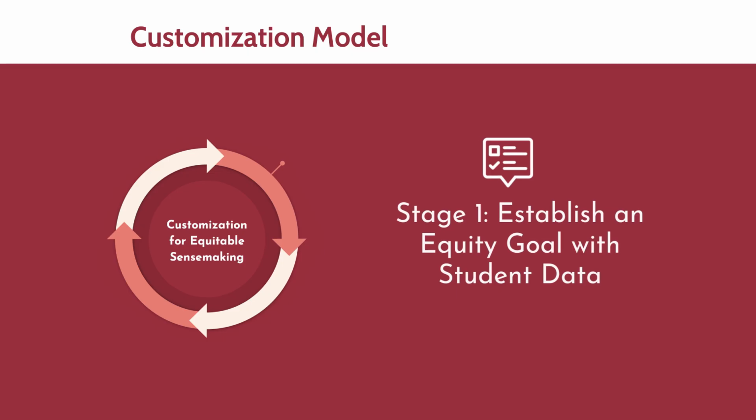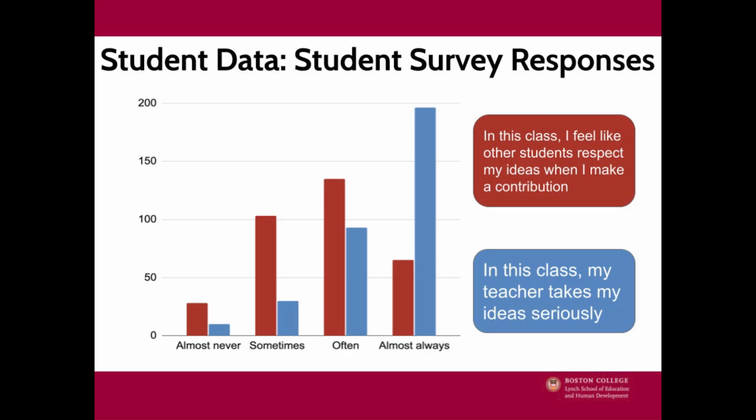to set a goal that is really about reaching more students. Student data can take on a variety of forms, like a survey, where you ask students about their experiences in class. For example, in one school, teachers gave their students a survey and learned that while the students felt that their teacher took their ideas seriously, they did not always feel like the other students in their class respected their ideas. This resulted in the teachers focusing on customizations that increase student voice and perspective.